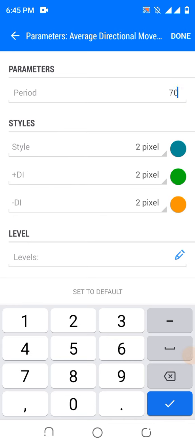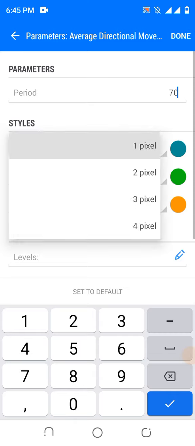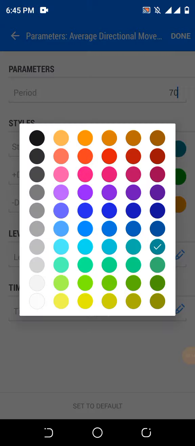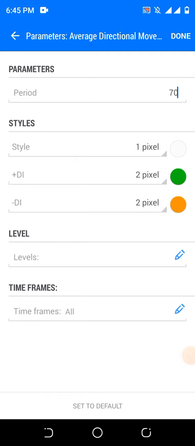Now come down to the style, change the pixel to 1, and change the color to white. The essence of this white is because my screen background is white. If your screen background is black, you change it to black. The essence of changing the color to be the same as the screen background is because we don't want it to show on our screen.